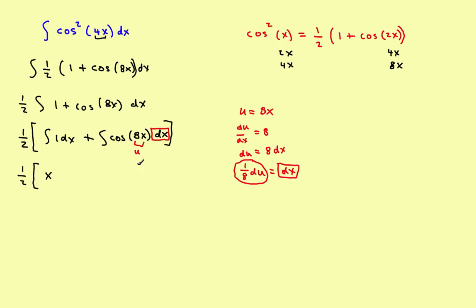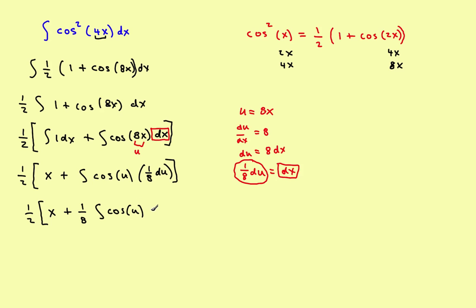So now back to our problem. So what we'll have is plus, and this will become the integral of the cosine of u, and we'll replace the dx with a 1/8 du. Okay, next up, go ahead and bring this 1/8 out in front, which would give you 1/2 of, here's the x, plus, and we'll bring the 1/8 out here, and you'll have the integral of the cosine of u, and then you'll have du.